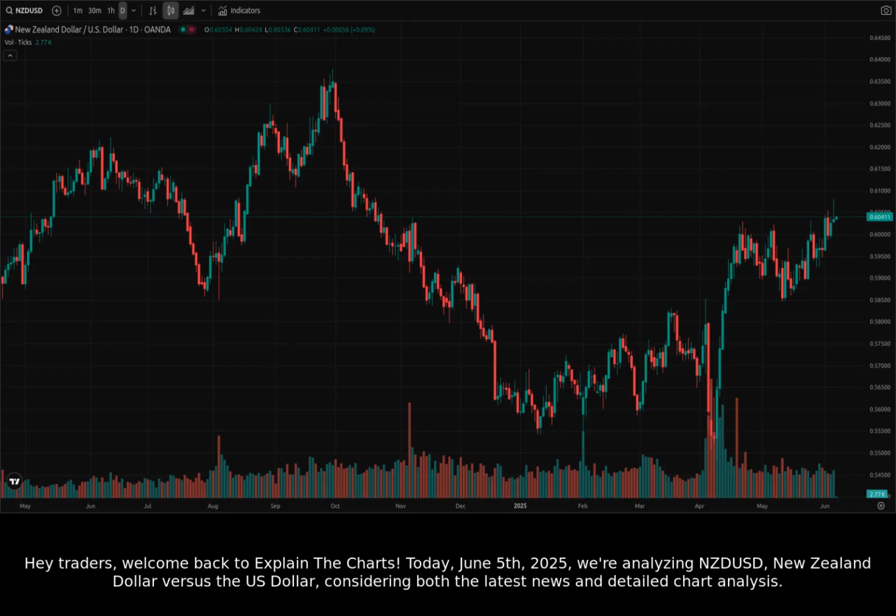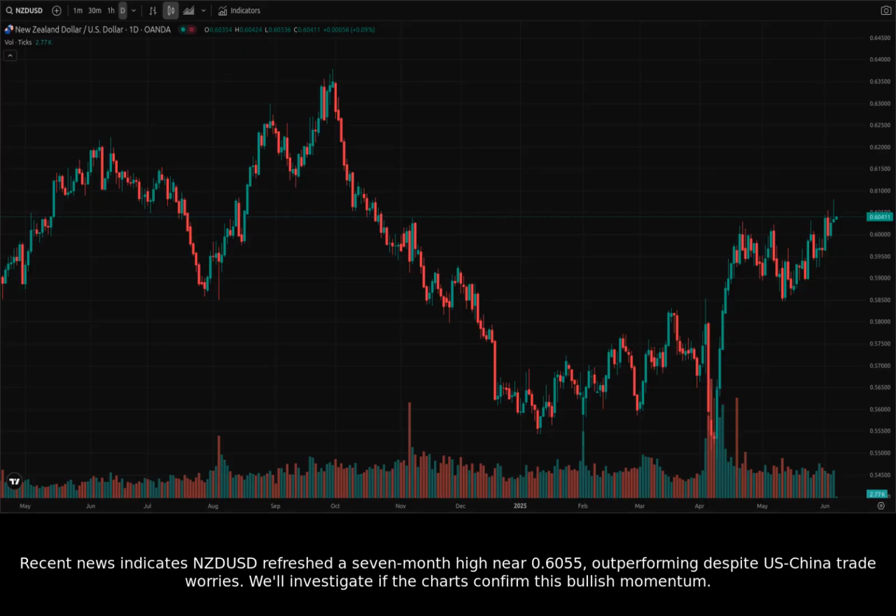Today, June 5th, 2025, we're analyzing NZDUSD, New Zealand dollar versus the US dollar, considering both the latest news and detailed chart analysis. Recent news indicates NZDUSD refreshed a 7-month high near 0.6055, outperforming despite US-China trade worries. We'll investigate if the charts confirm this bullish momentum.